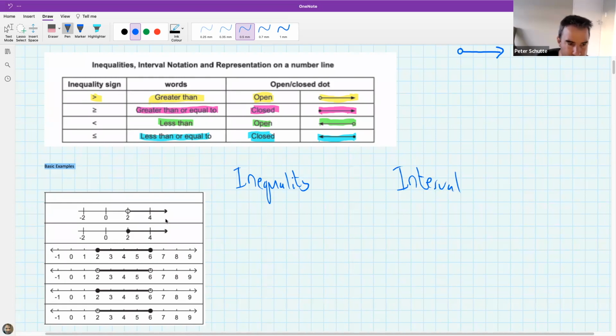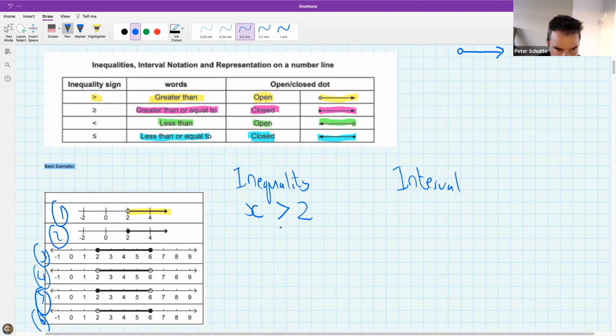So let me do the first two for you, and then you are going to do number 3, 4, 5, and 6 as a translation exercise. So for number 1, I see that there's an open dot, which means it doesn't include 2, and it goes up forever. Using inequalities, we would say this is greater than 2. So x is greater than 2. So it could be 2.5, 3, 10, a million. Those are all answers to this inequality that will make the statement true.